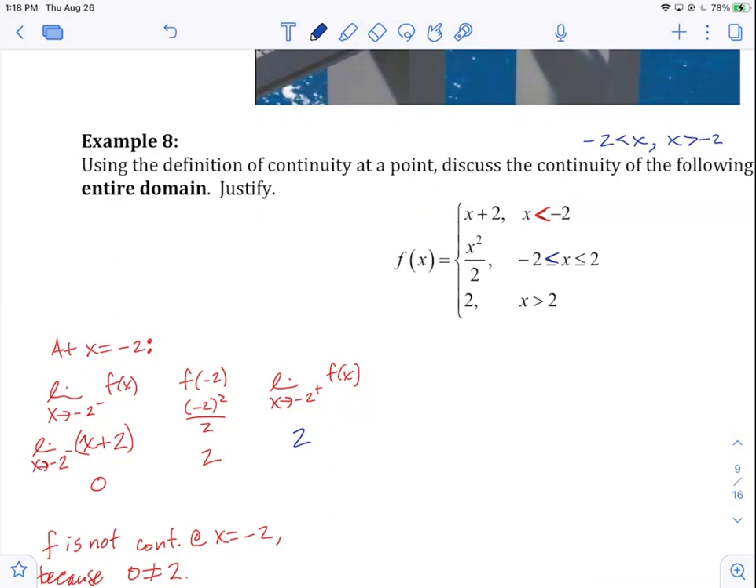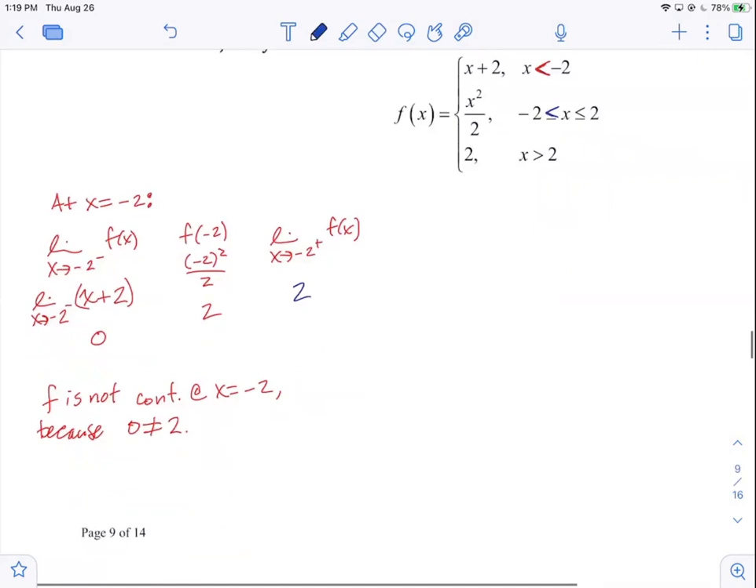What type of discontinuity is it then, just for kicks and giggles? It's a jump, okay? And again, it has nothing to do with the function value. It's simply because 0 doesn't equal 2. The limit from the left doesn't equal the limit from the right. So we got a jump there. I might just make that note to myself.